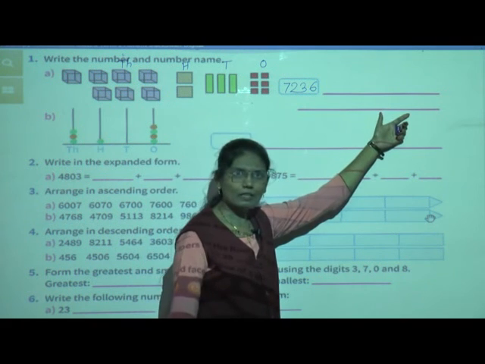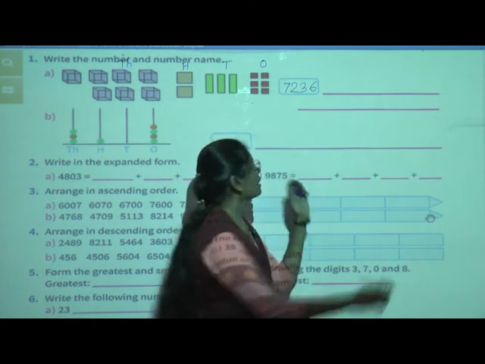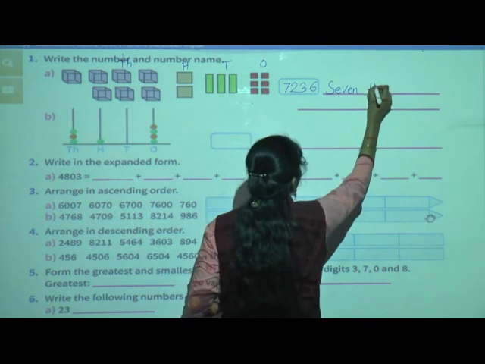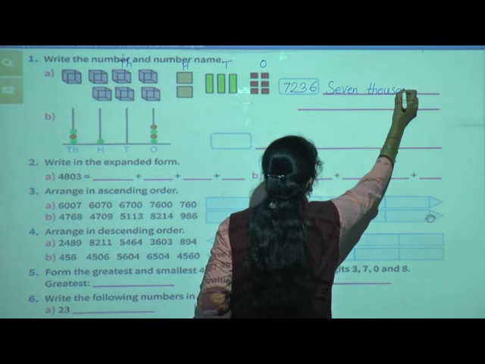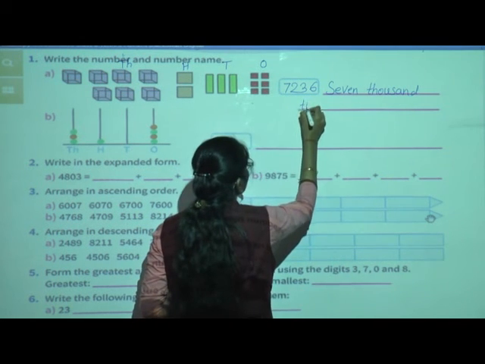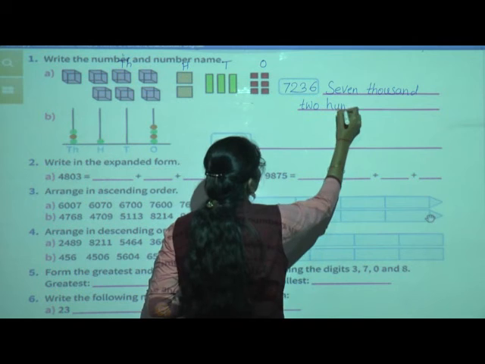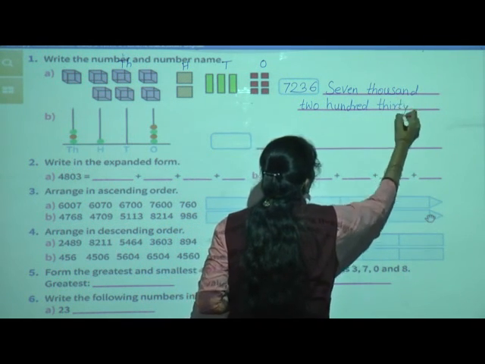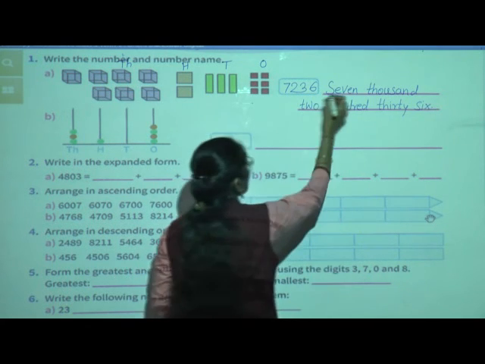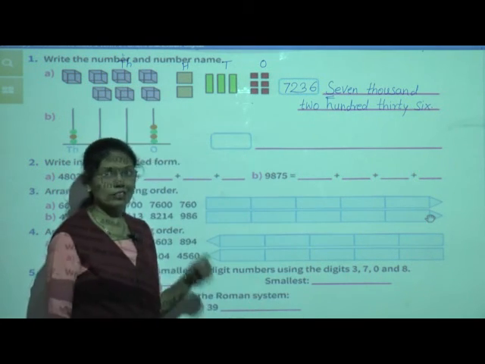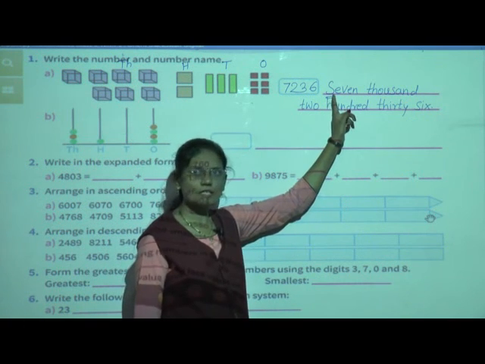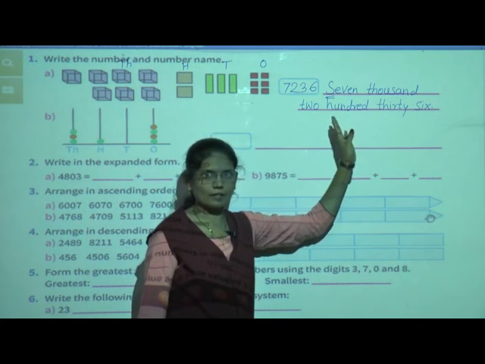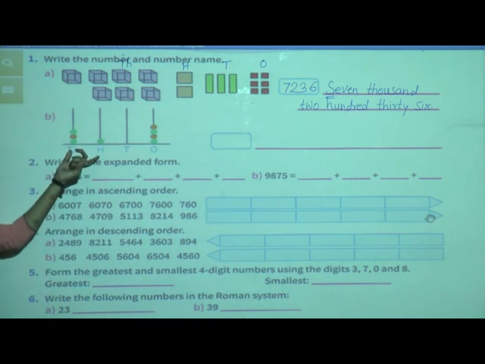Now here on the given line we have to write its number name. So let us write 7,236. While writing the number name, only the first letter should be capital. Keep this in your mind. Only the first letter should be capital and all the remaining letters should be small letters. Okay. Now see this question.